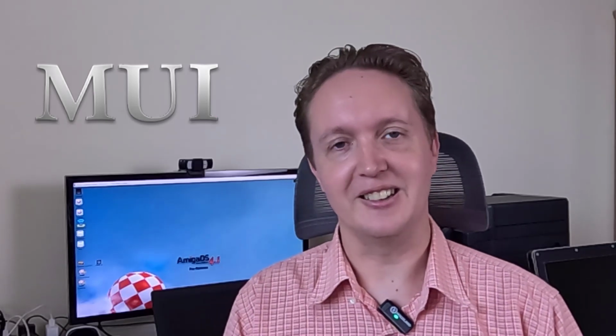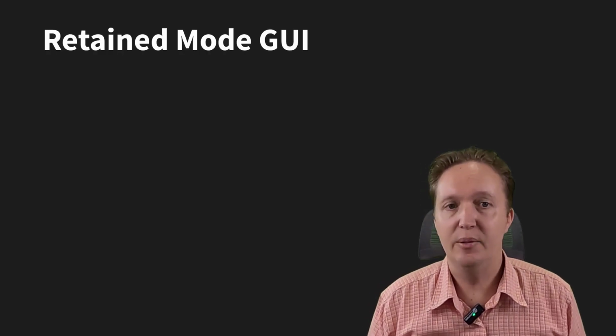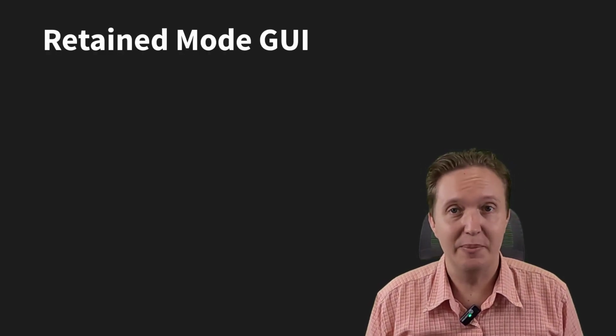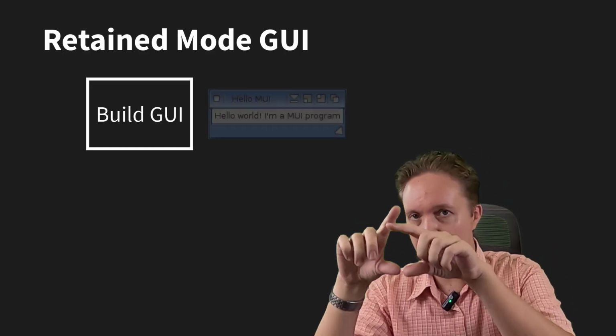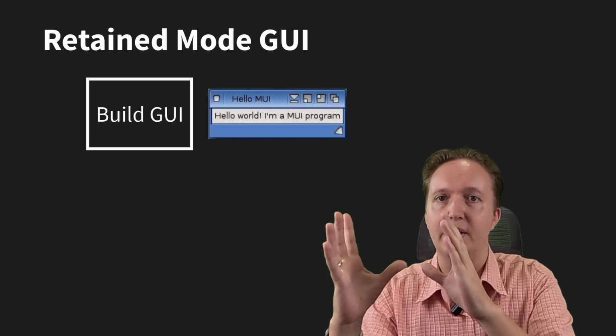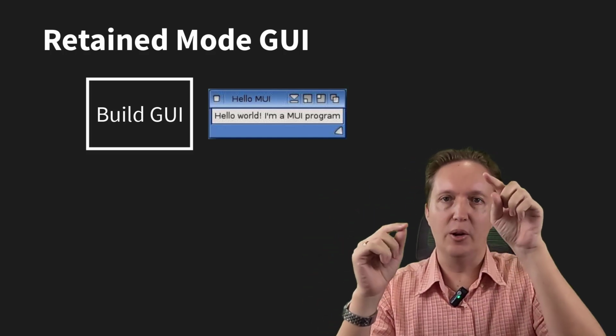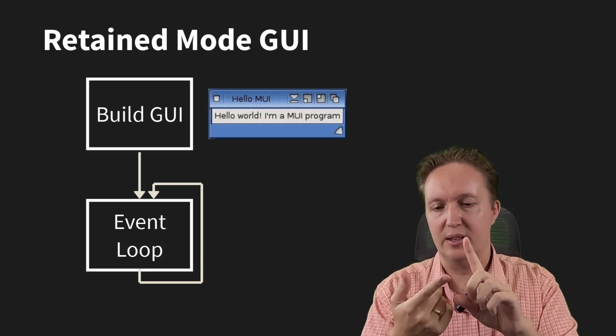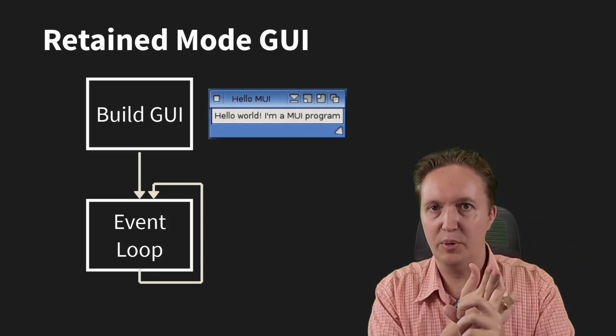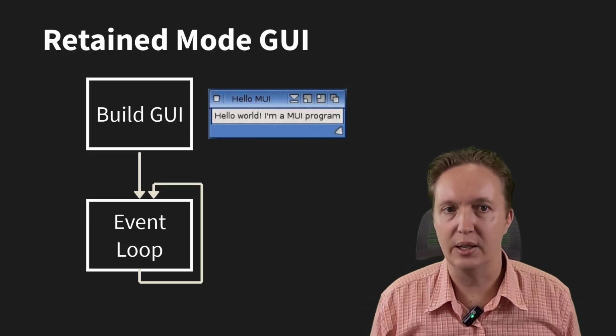So let's get started. MUI is what's known as a retained mode GUI. It sounds complicated, but it's just a fancy way of saying you build the GUI objects ahead of time. So you build the window, the gadgets in it, and all that sort of stuff ahead of time, and then you go into the event loop where you wait for events and process them. And the events are things such as mouse clicks, key presses, and whatnot.